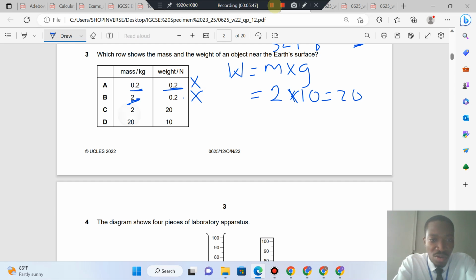Let's go to the third one. When mass is 2, weight is 20. Remember, when the mass is 2, weight will be mass times gravity. Gravity is 10. 2 times 10 gives us 20 Newton. So option C is the correct one, okay? That's why we'll be shading option C because it's the only correct option. If you try it with option D, multiply 20 by 10, you should get 200, and this is 10, not 200. So that leaves us with option C.